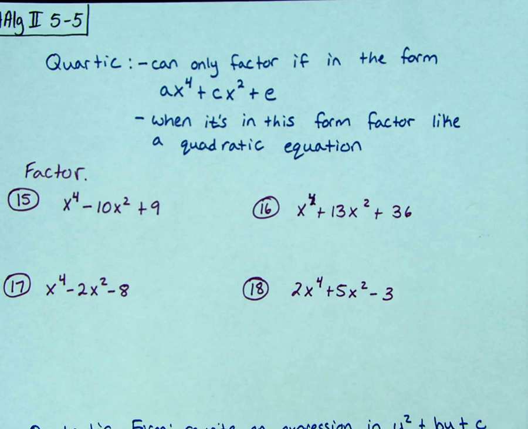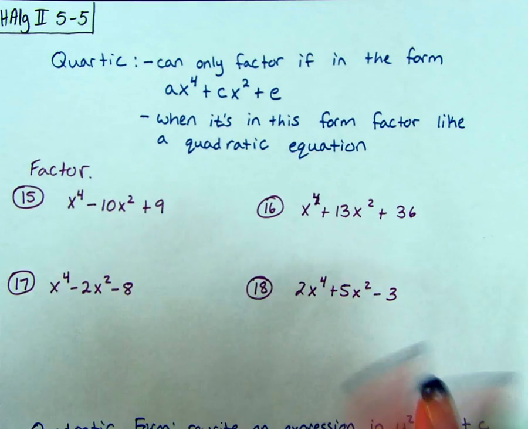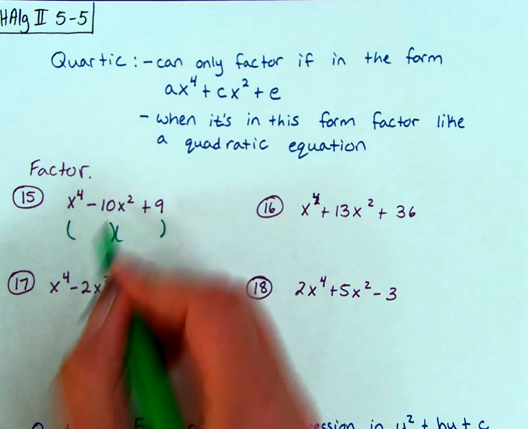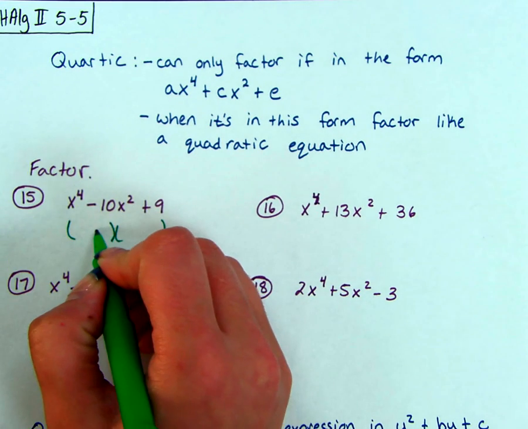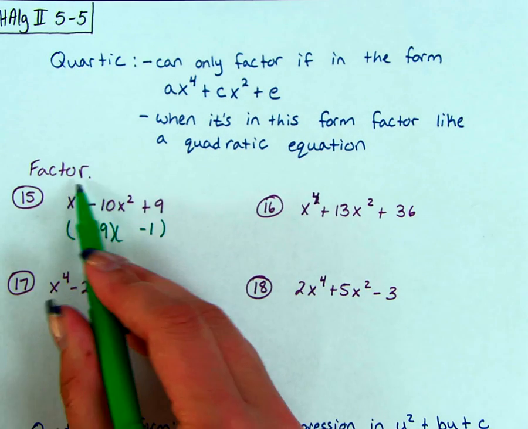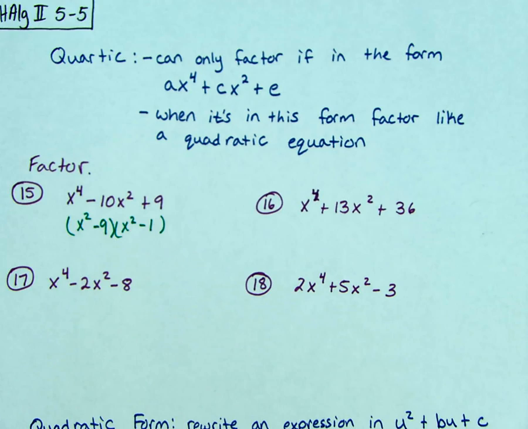And if it is, then we're going to factor it just like a quadratic equation. So the only difference will be that we might be able to continue factoring since we'll have quadratic terms. All right, so looking at 15, it's missing both the cubic and the linear term. So I'm trying to find two numbers that multiply to be 9, add to be negative 10. So we would choose a negative 9 and a negative 1.